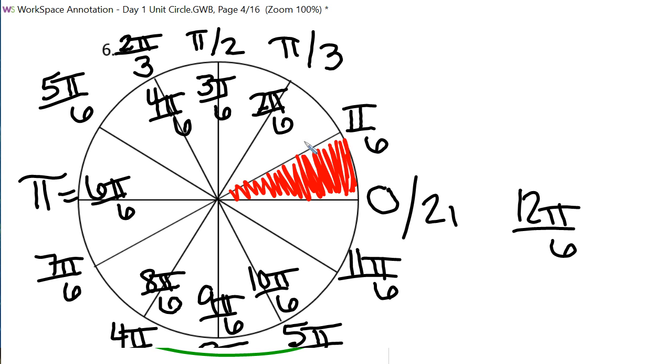So 0 and 2 pi. Did I use any degree symbols there? No. So make sure if you're dealing with radians, you do not use a degree symbol. So no degree symbols with radians.